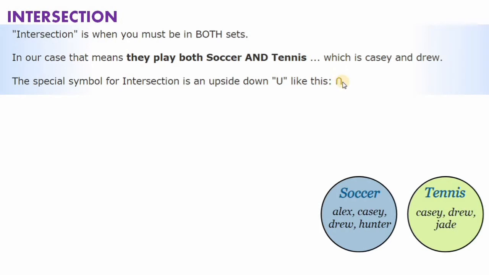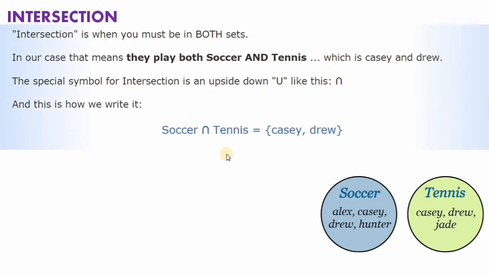Intersection is denoted this way. So the intersection of soccer and tennis means the elements which are present in both the sets, that is Cassie and Drew. Like in the earlier case, whenever we were dealing with union, there we saw or, isn't it? Soccer or tennis. But in the case of intersection, we always see and. So whenever you see this symbol, it means and. And whenever you see the other symbol, it means or. Remember that.